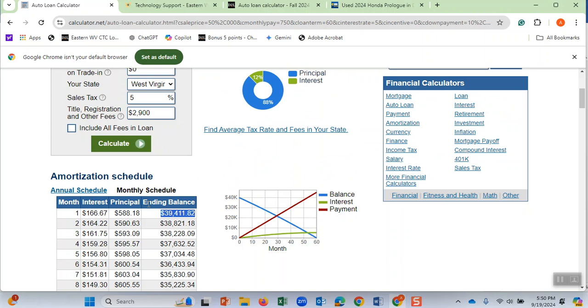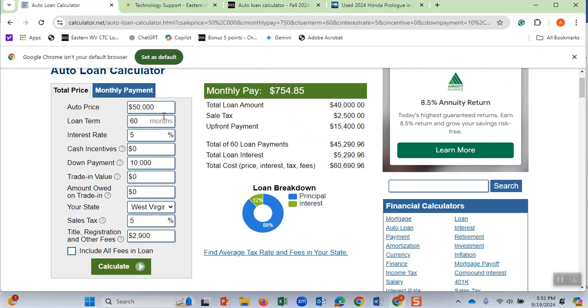I want you to think about a car. Find a car that you like. See how much it is. Suppose you want to buy a car for 20,000. You put 20,000 here. And then you want to pay it in 4 years, so you put 48. The bank gives you a good deal on interest rates, 4%. You have $4,000 of down payment, so you put 4,000. If you have a trade-in, you bring your car, you put 2,000, that makes it 6,000.